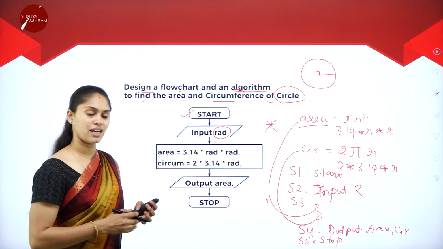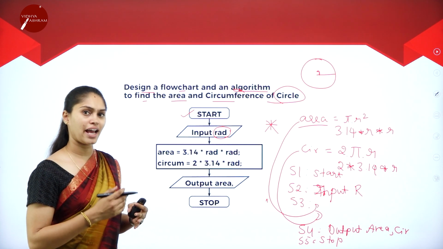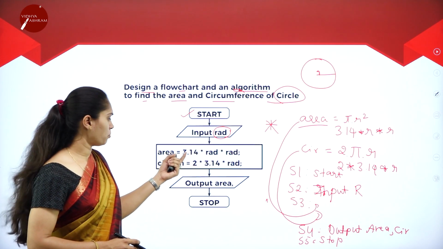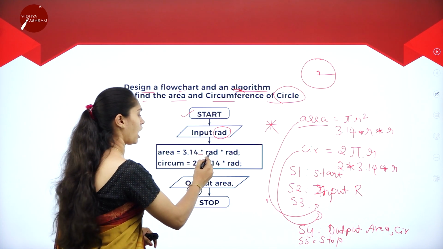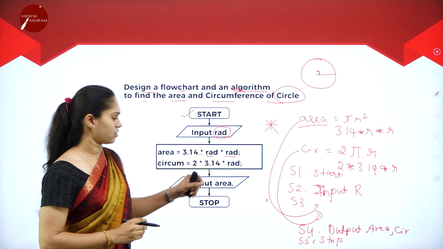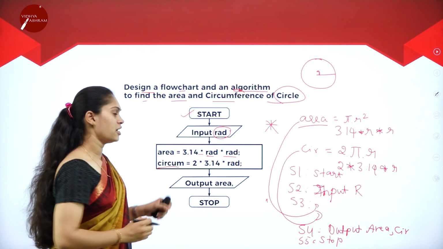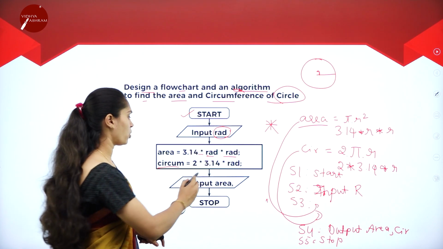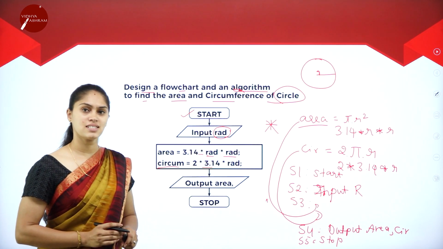When it comes to the calculation part, I am going to use the processing symbol. What is the processing here? Calculation. I am finding the area along with the circumference, right? So area is equal to 3.14 into RAD into RAD, that is pi r square. Then for the circumference, 2 pi r, so 2 into pi, in the sense 3.14, and r, in the sense radius.